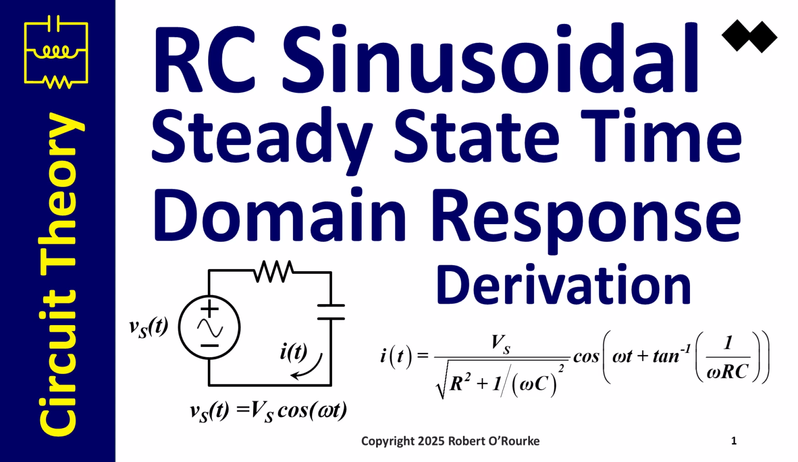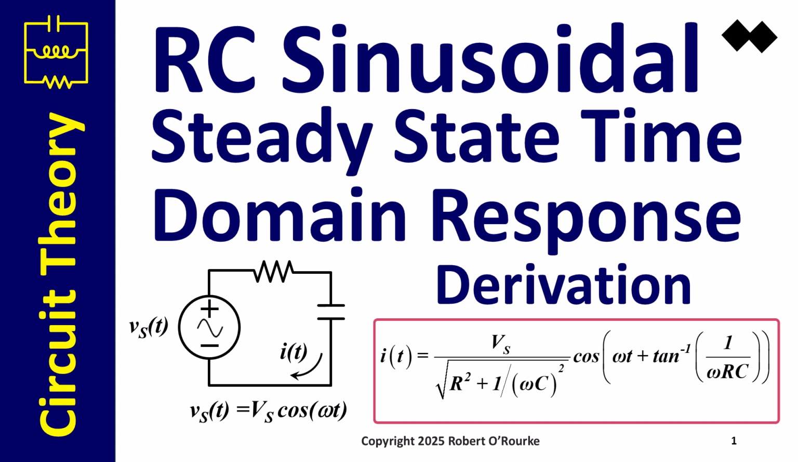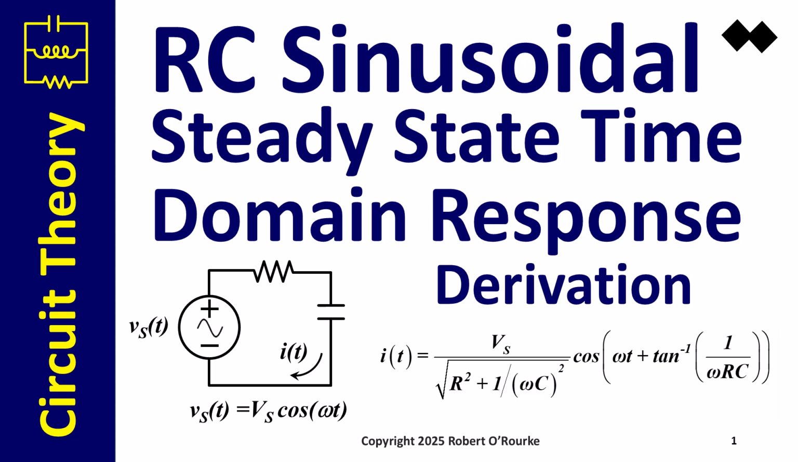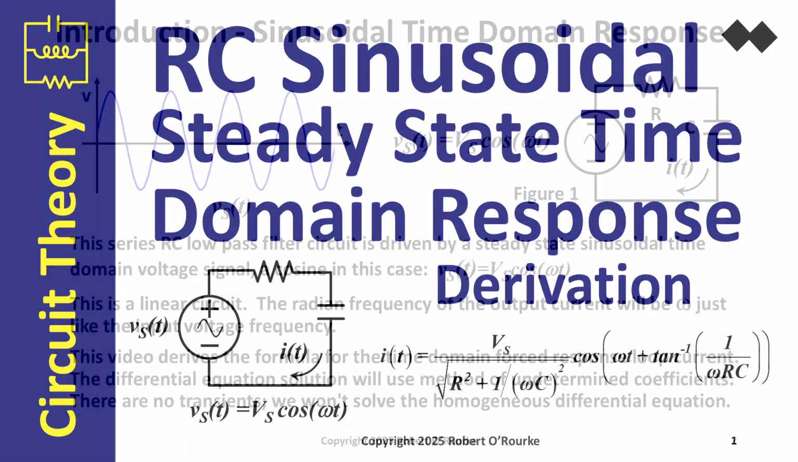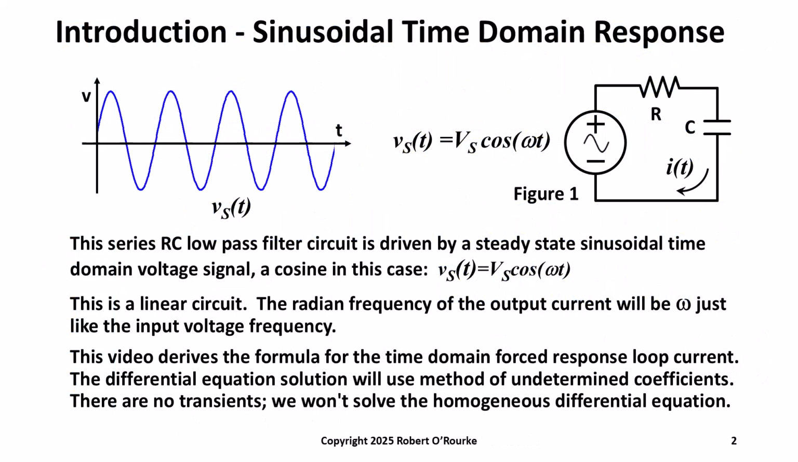Welcome. This video derives the time domain response of a series RC circuit to a sinusoidal steady-state input voltage. The sinusoidal driving signal, cosine-omega-t in this example, is in steady state. There are no transients. Because the circuit is linear, we know that the circuit response functions will also be sinusoidal signals with the same frequency omega as the input driving signal.